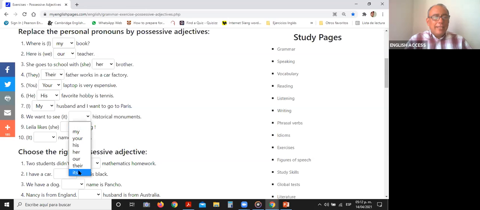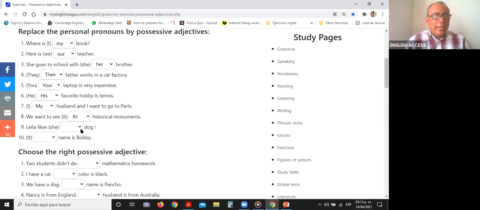Its. Look at the example. We want to see its historical monuments. They are talking about a city with many places, cultural or historical monuments, meaning that the historical monuments belong to a city. Its historical monuments. For example, Acapulco has a fort. Tiene un fuerte, el fuerte de San Diego. So, it's its fort. Es su fuerte.